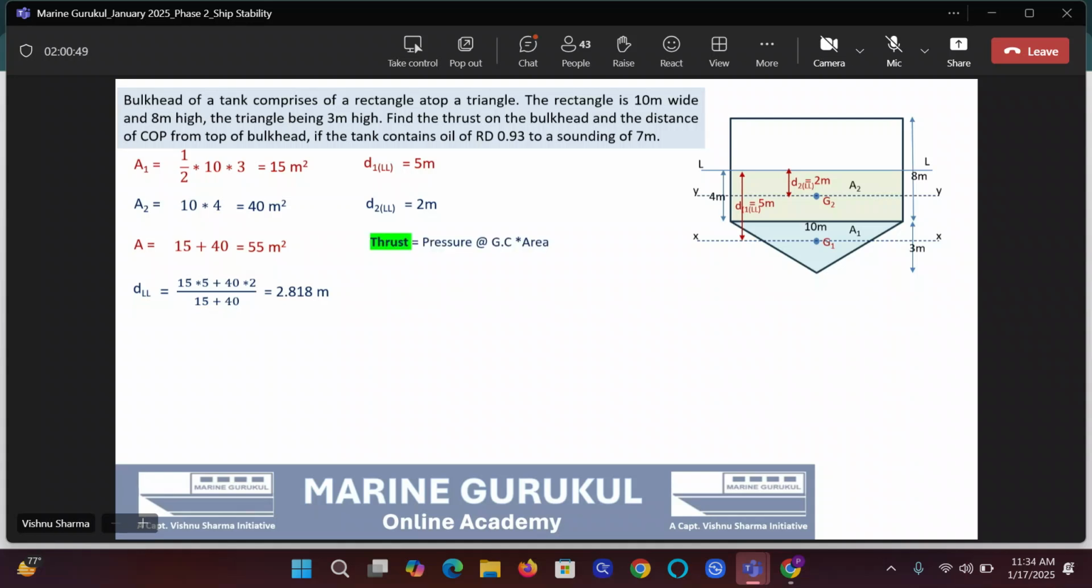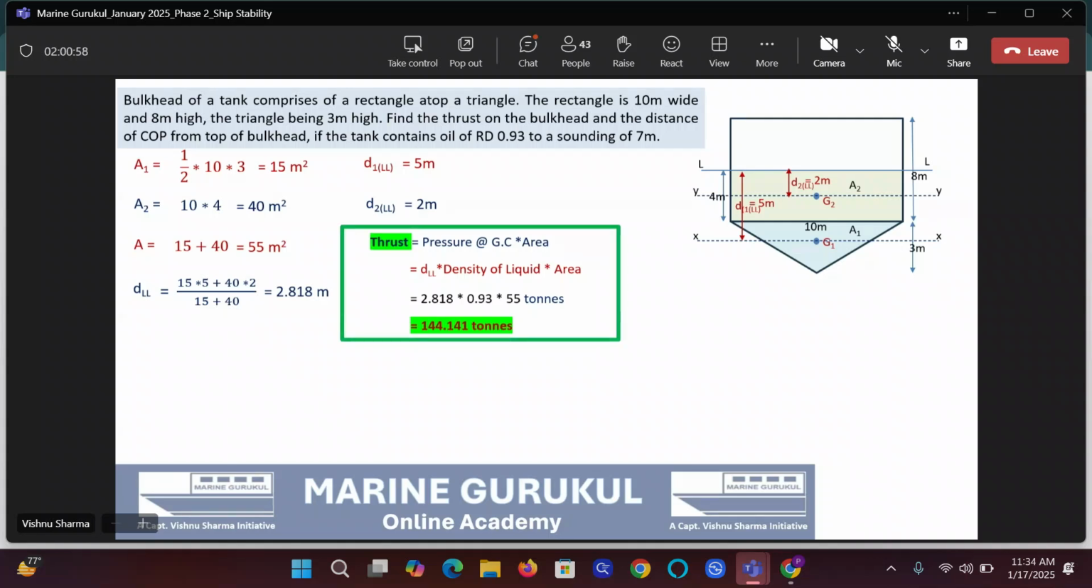Okay, no problem. Thrust is equal to 144.141 tons, right, guys? Correct. Yes. Now we go to COP. We'll get it from the liquid level. The question wants it from the bulk at the top, not from the base this time, but we'll get it from the liquid level. We can't change the formula.